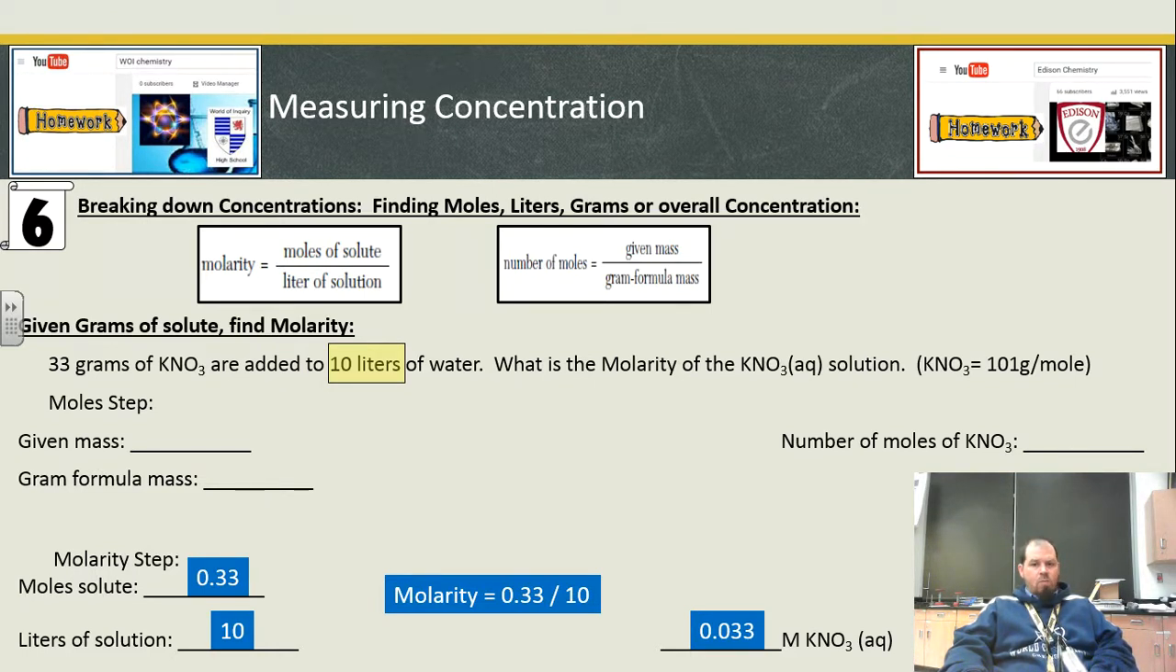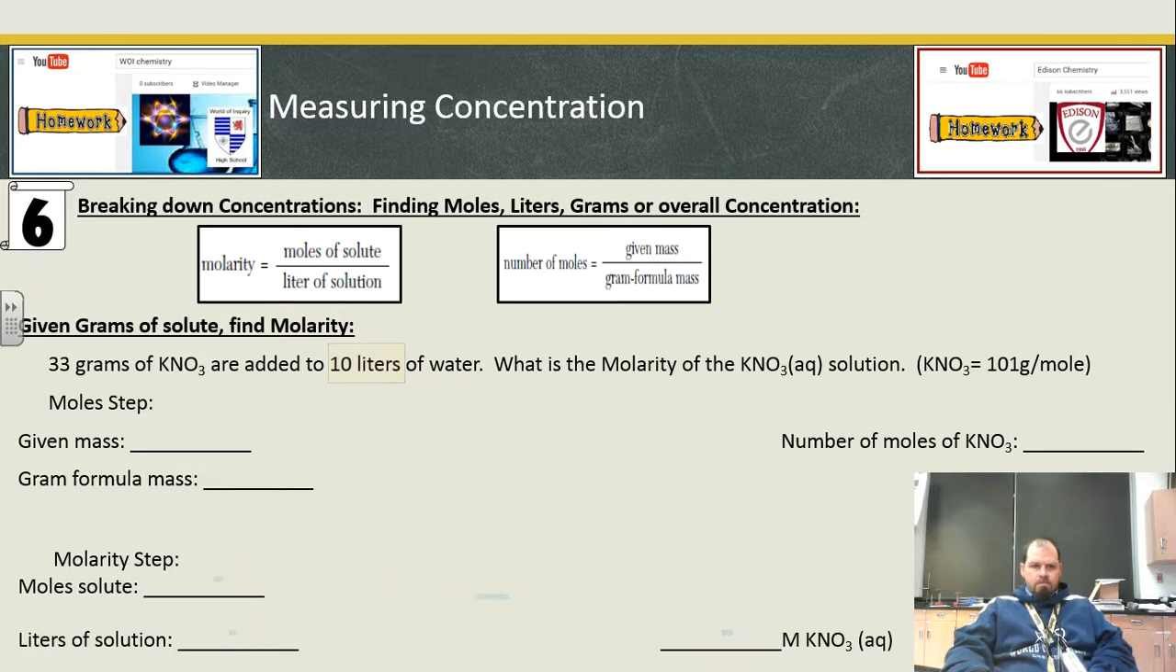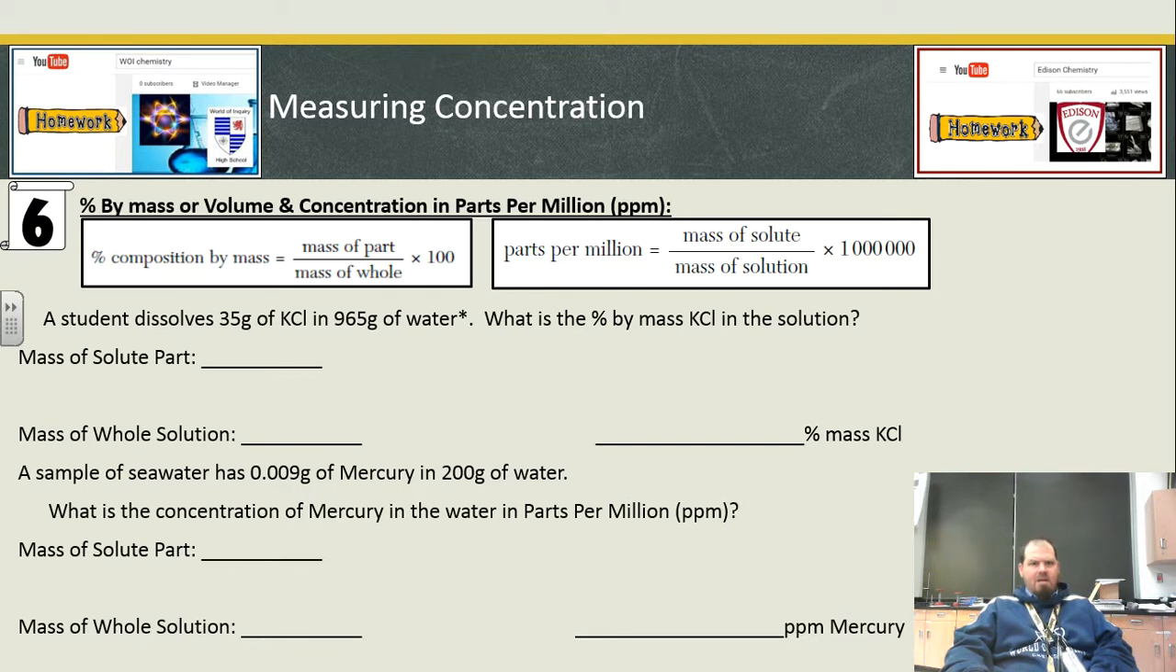Pretty weak. I mean, we're talking 1 molar is on the cusp of getting strong. So 0.033 relatively is pretty weak, but completely in the realm of possibility for what we could do as far as moles go. Okay, 10 liters is a lot of liquid, man.